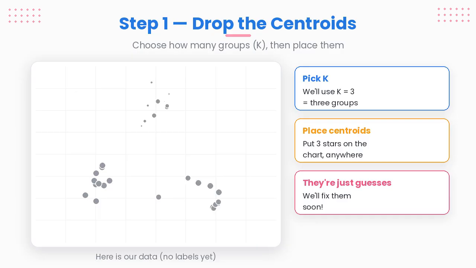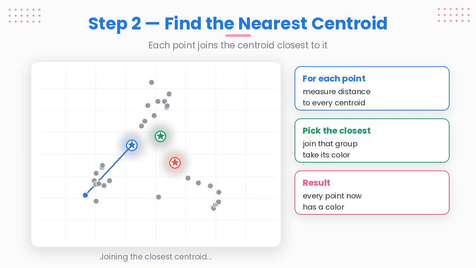Step 1. Drop the centroids. First we choose how many groups we want, that number is K, and here we'll pick 3. This is our data, just a scatter of points with no labels yet. Now we drop 3 centroids onto the chart, shown as stars. For now we place them anywhere. They're only rough guesses, and we'll improve them in the steps that follow.